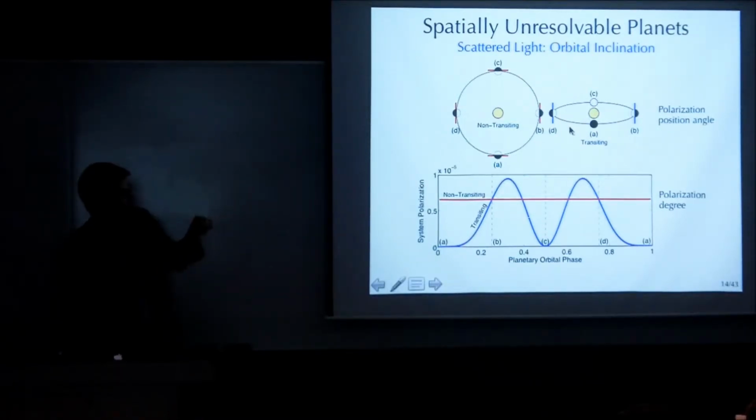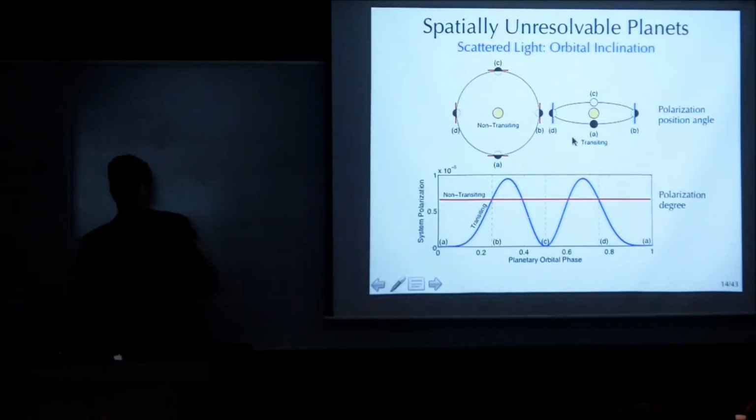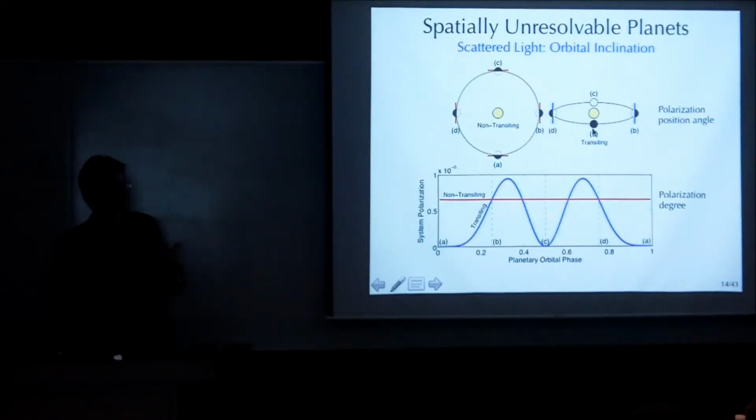Whereas if you have a transiting geometry, the planet appears to go through phases like the moon does as seen from Earth. You have full phase, you have quarter phase, you have new phase. The degree of polarization will go through these sinusoidal swings.